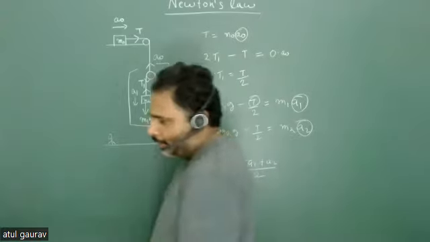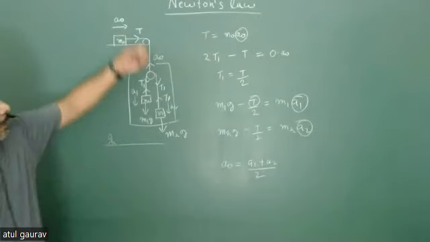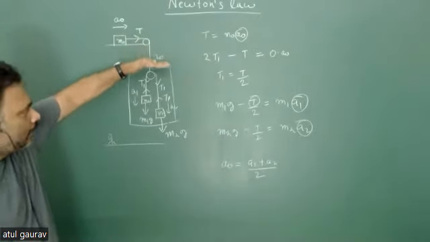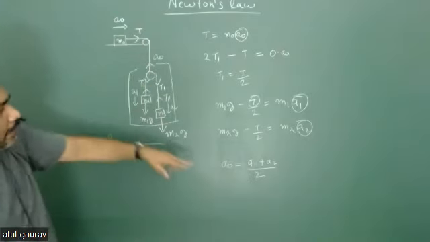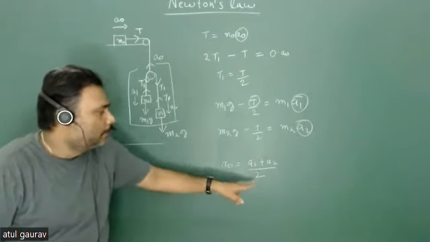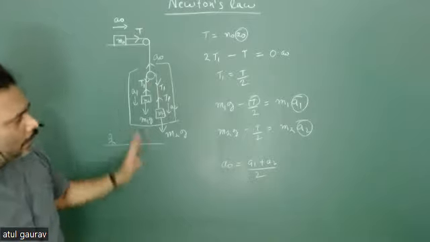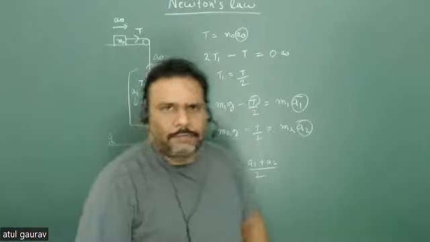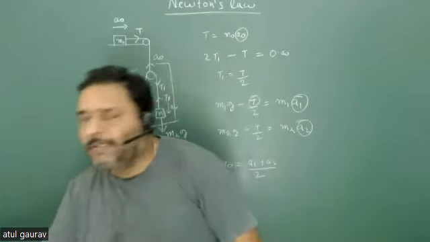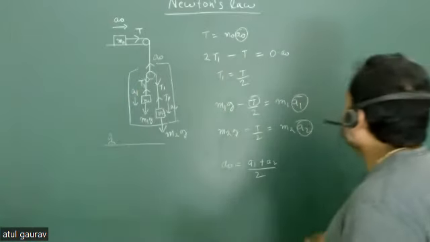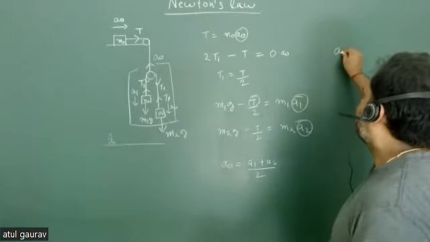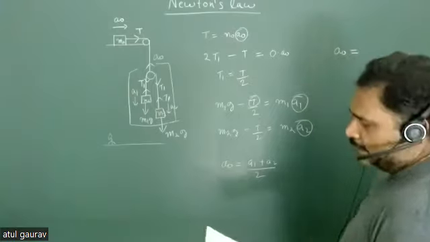Yaad hai? Exactly same problem hai na? Now this is just going downward with acceleration A naught. And now you have A naught is equal to A1 plus A2 by 2. And you can solve this problem. I have solved myself. So main yahan par utna time nahi le raha hun.